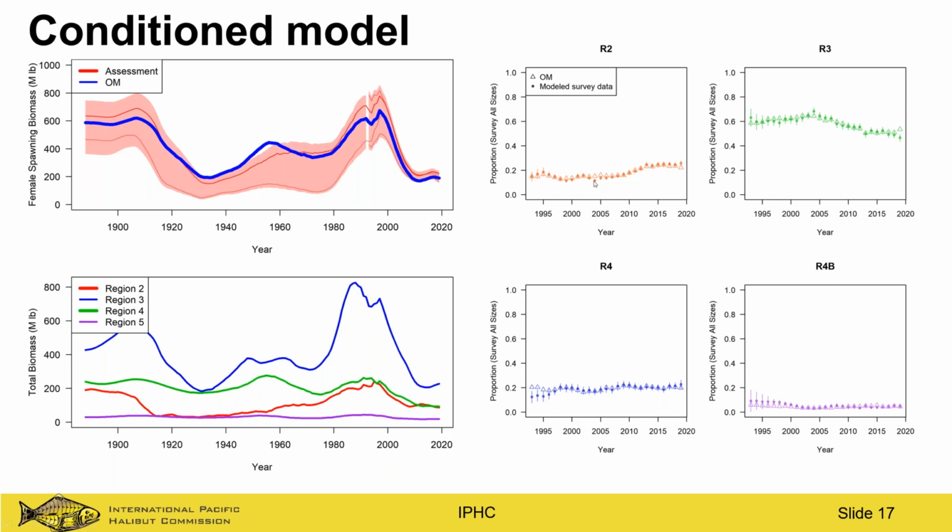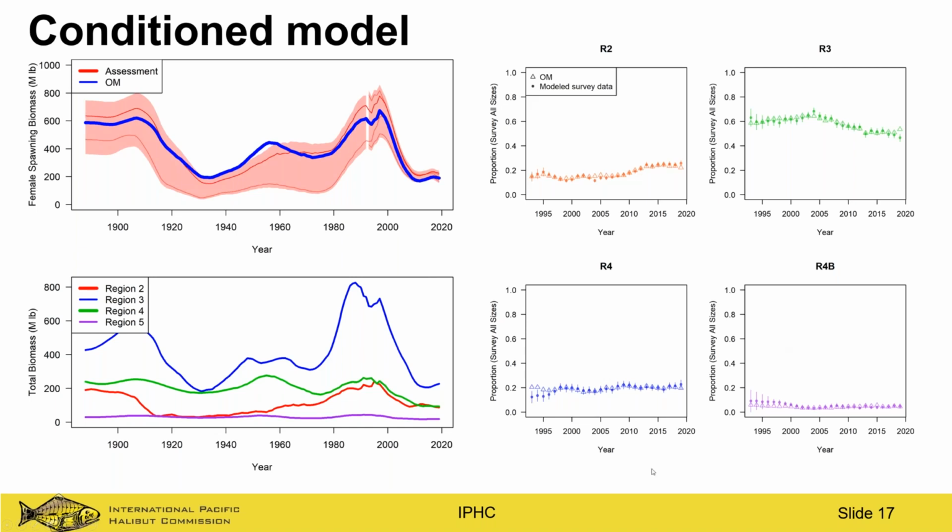So in each of these plots, the dot shows the modeled survey data. That's the prediction from the survey data. And then the triangle is the prediction from the operating model. And you can see there are error bars on the survey data. And we do a pretty good job fitting this, except in the last year, in this 2019 for region 3 and region 2. No matter what I did, I just couldn't fit that trend.